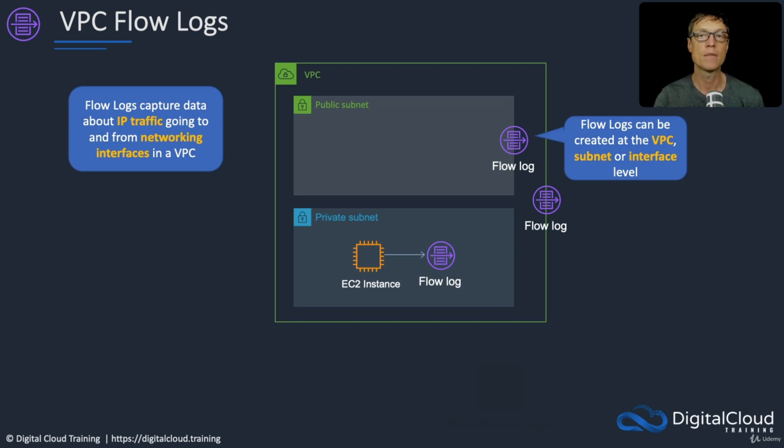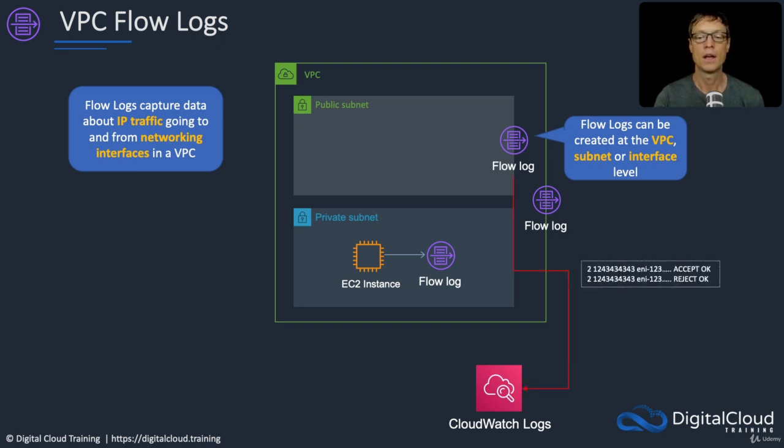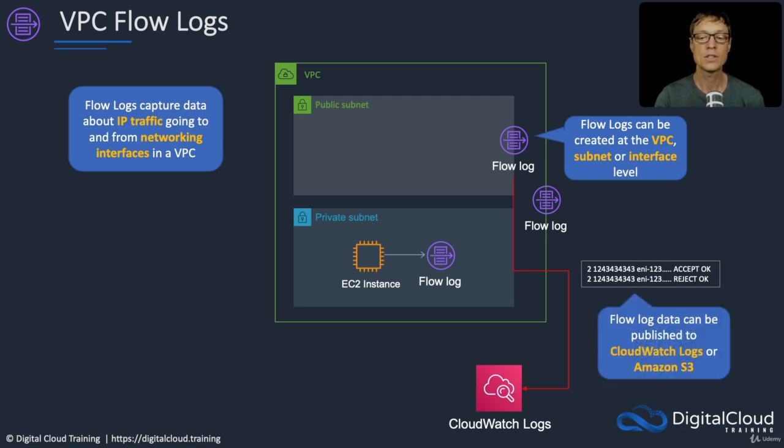So clearly the information you're going to see in that flow log is going to be different depending on where you actually attach it. We can then export that information to CloudWatch logs. And you'll see data like this. You'll see the accepts and the rejects. We'll look in a bit more detail in a moment about the data that you can actually record in a flow log. This data can be then published to CloudWatch logs or Amazon S3 as well. So we could also send it out to an S3 bucket.